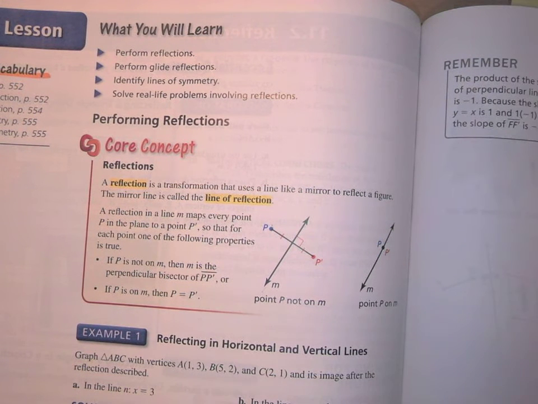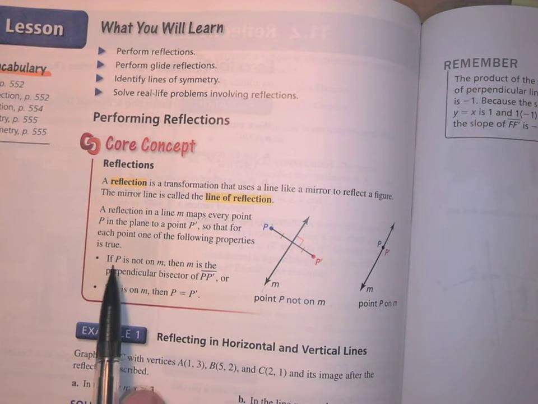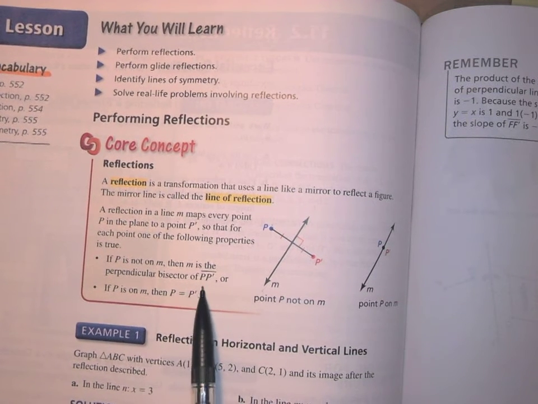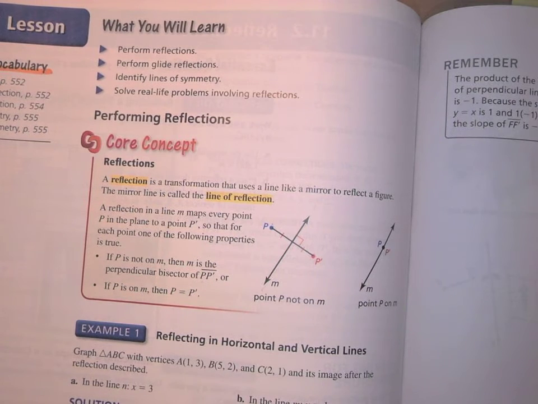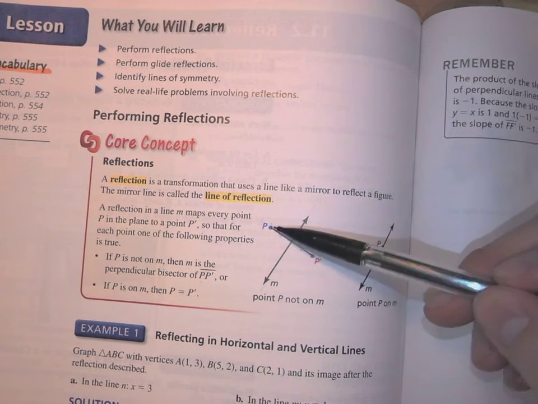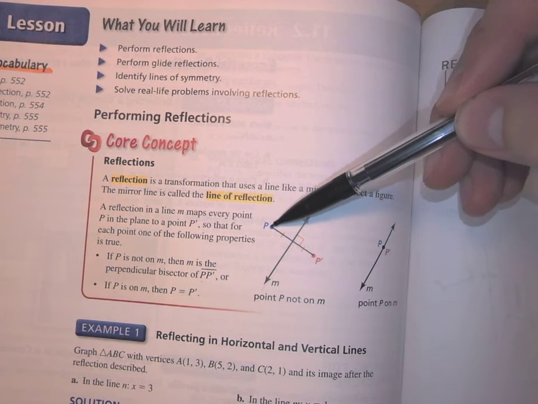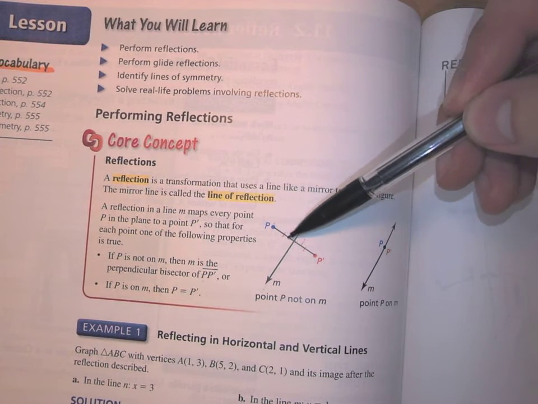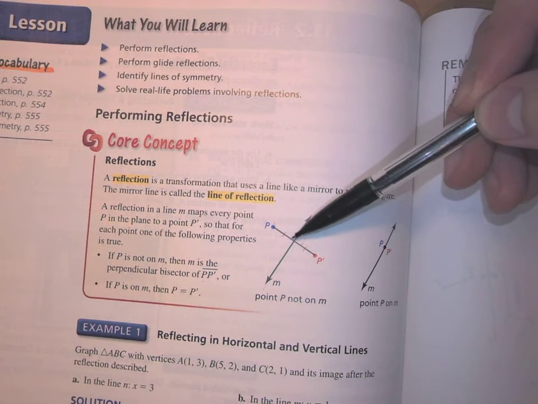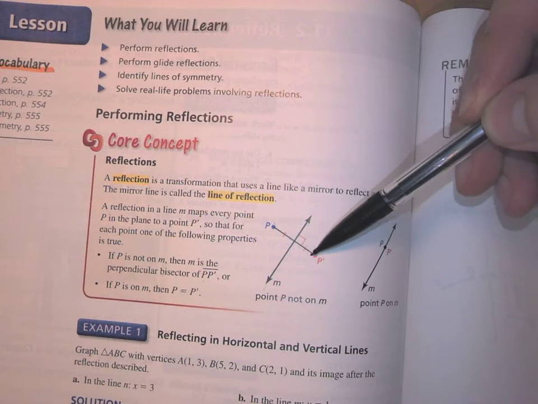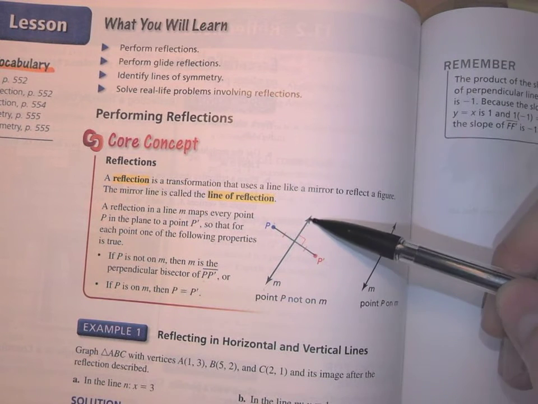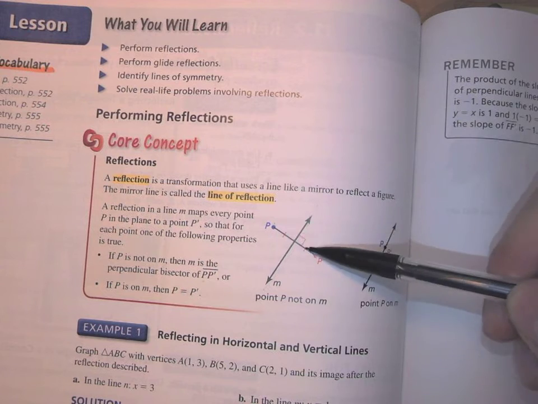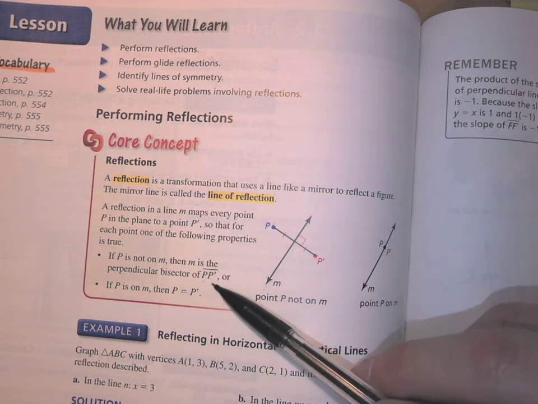So one of the important things to know is, this says, if P is not on M, then M is the perpendicular bisector of the line segment PP prime. Let's think about what that means for a second. If you're not standing right at the mirror, you're farther away, then this distance from P to the line is the same as the line to P prime. So if this line, P to P prime, is a segment, notice it's getting bisected by the mirror. The mirror cuts the segment from a point to its image in half, in two equal, or congruent, halves. That's what that means right there.